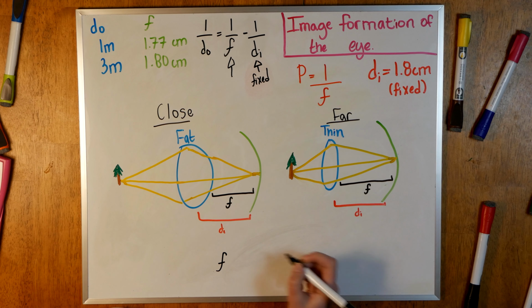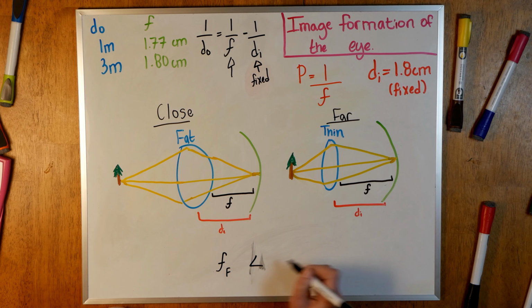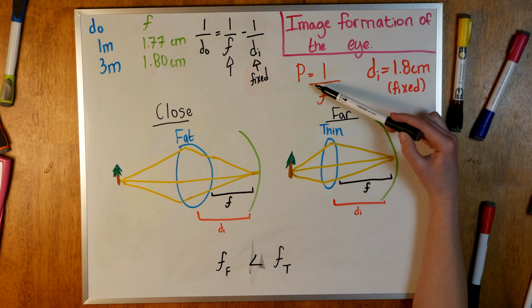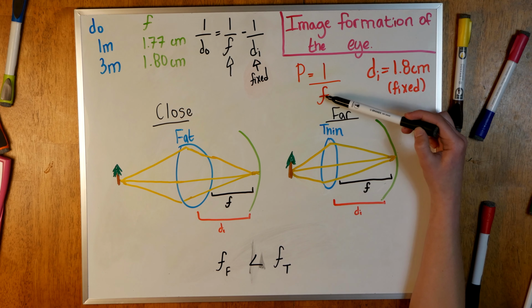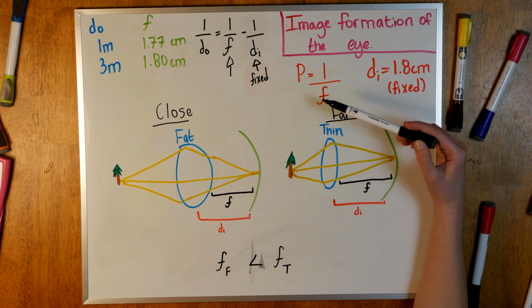You can see if you want to see something close, the focal length of the fat lens is going to be smaller than the focal length of the thin lens. This also makes sense in the power concept. So the power of a lens is 1 divided by its focal length. And a more powerful lens can see things that are closer up.